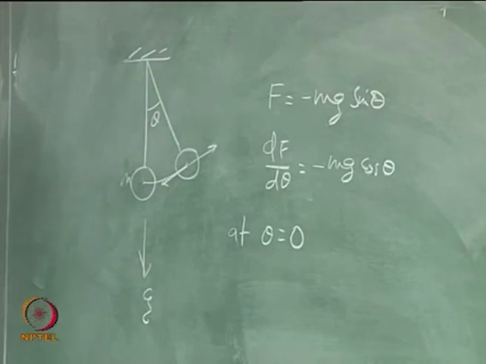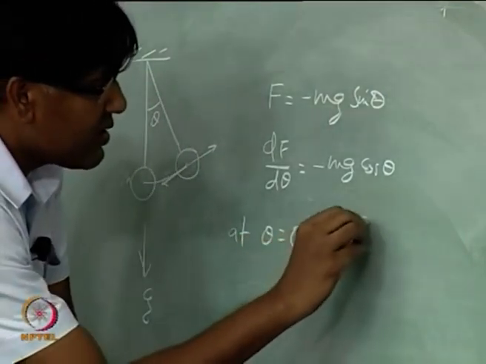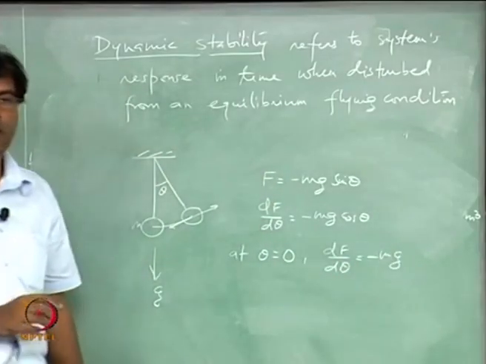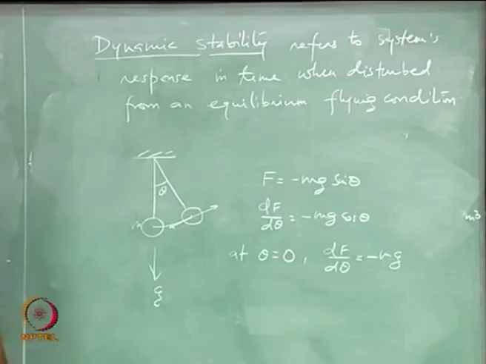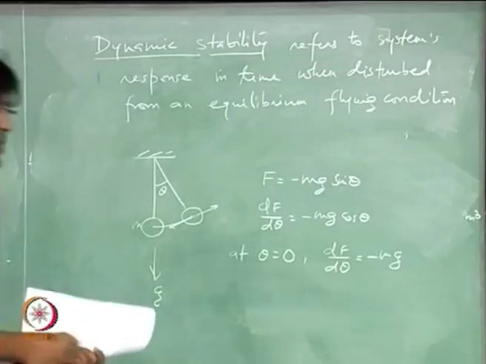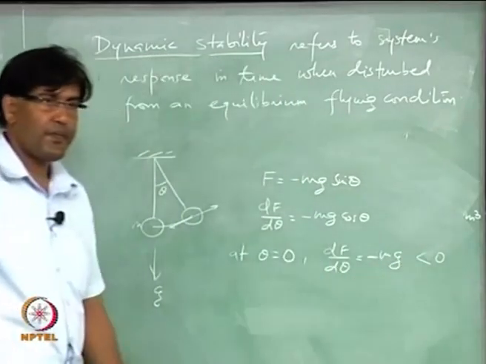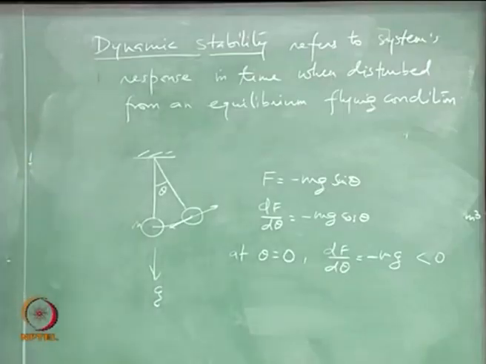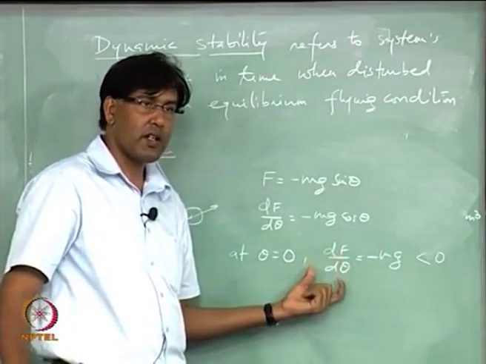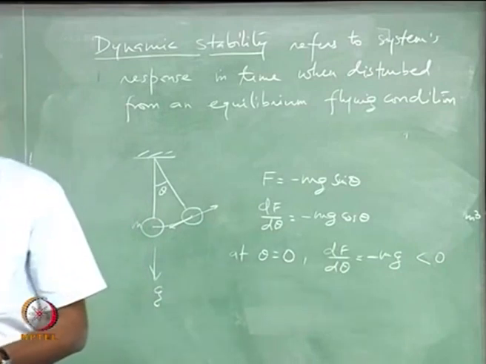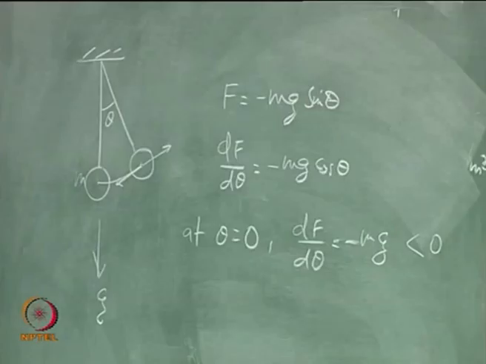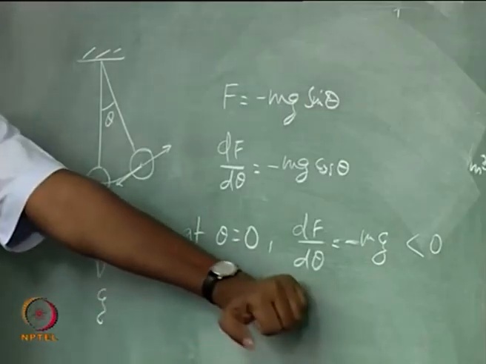So at theta equal to 0, this derivative is negative, right. So restoring force is trying to kill that theta, that is what it means. Static stability. So you only want to see how the force is developing over the body when the body is displaced from its equilibrium condition.